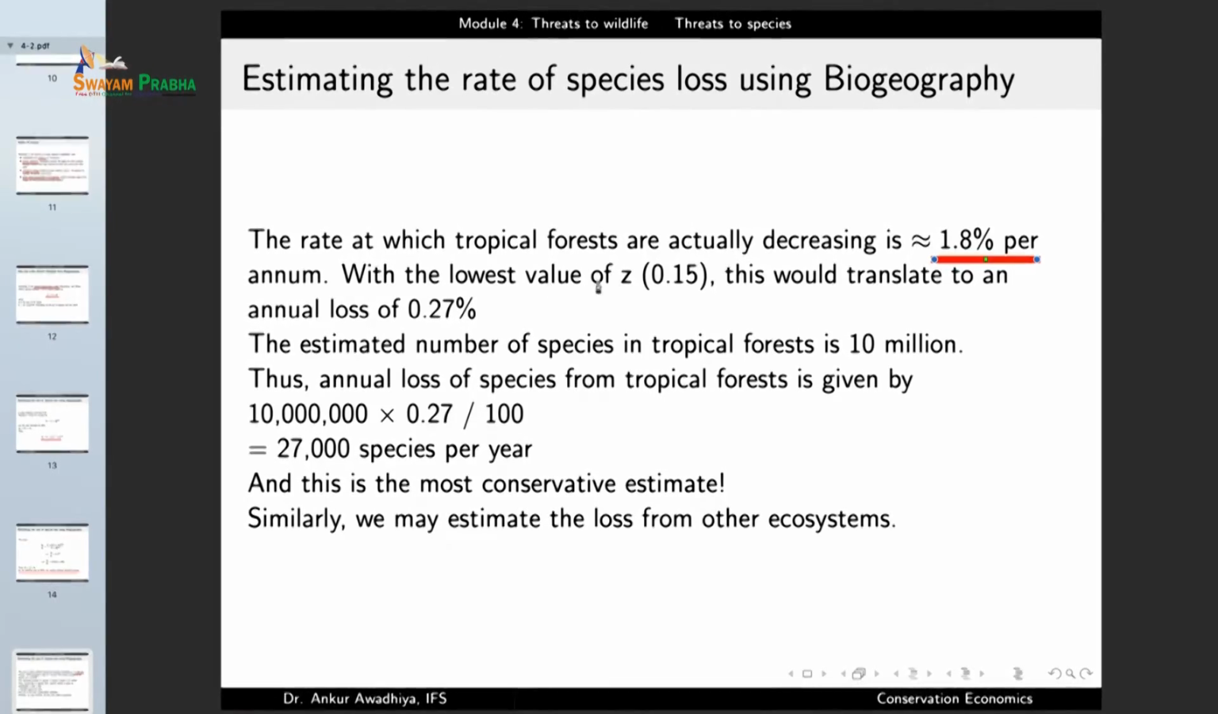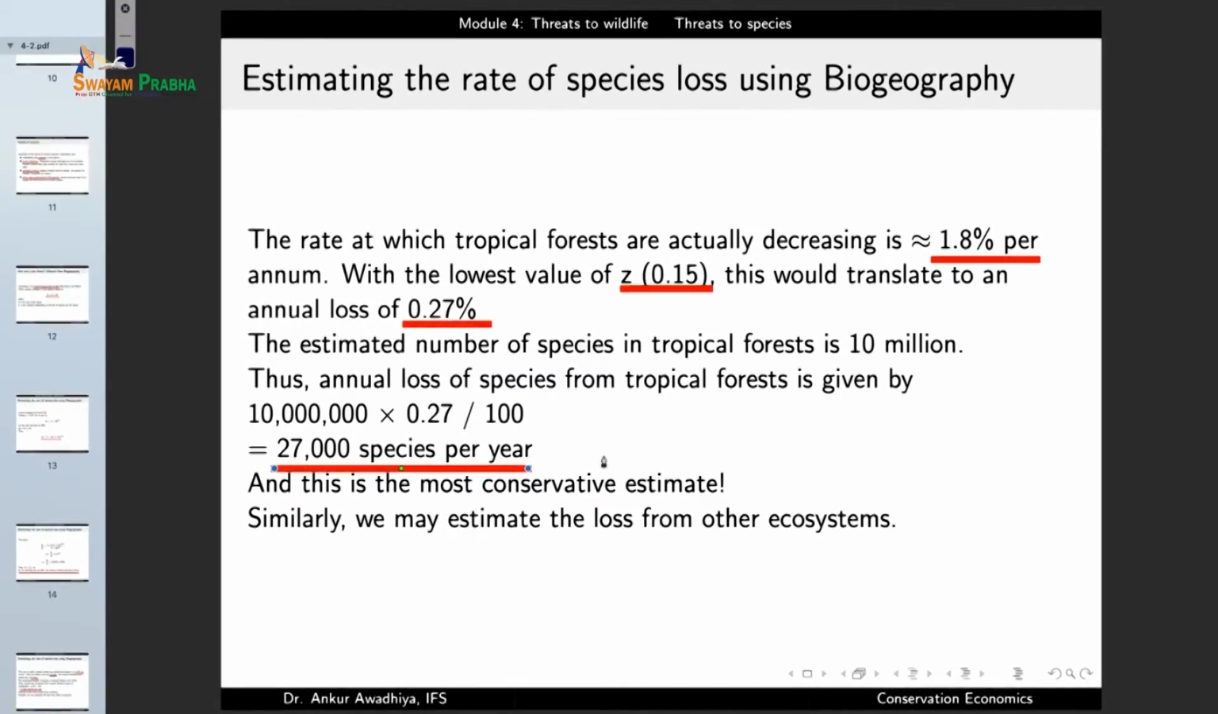And let us consider the lowest value of Z, which is 0.15. Now, if you put both of these values into the equation, you will find that there is an annual loss of 0.27%. Now, an annual loss of 0.27% would look like a very small figure. But then the estimated number of species in the tropical forest is as high as 10 million. So we are having an annual loss of 0.27% of 10 million, which is 27,000 species in a year.